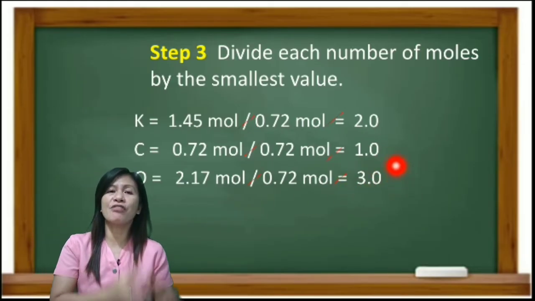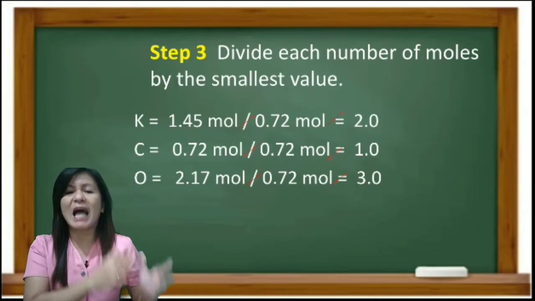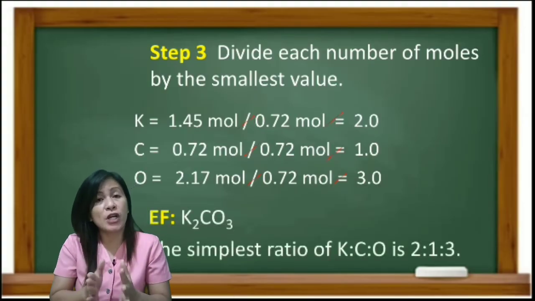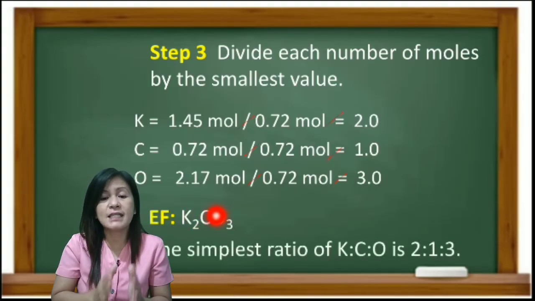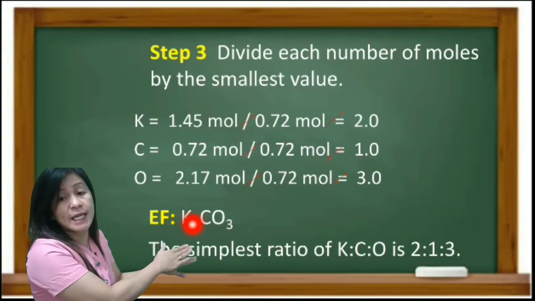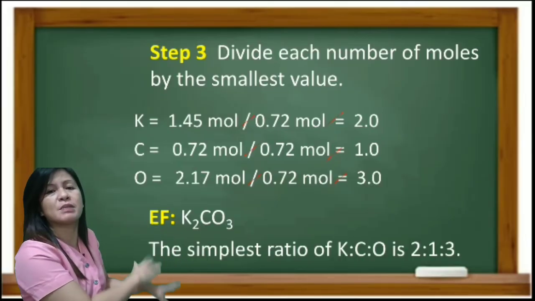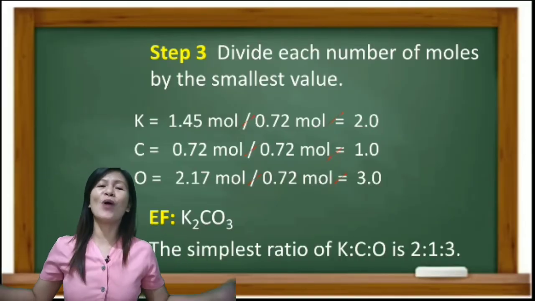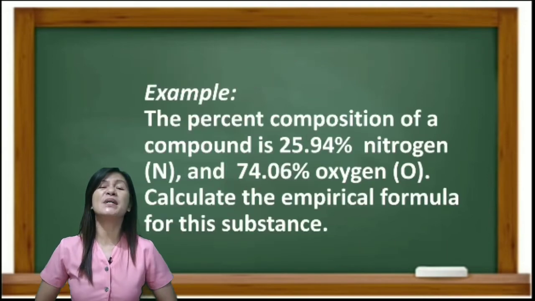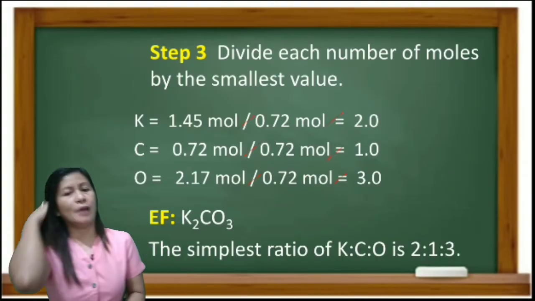So the ratio of the atoms of the elements potassium, carbon, and oxygen is 2:1:3. So the empirical formula is K subscript 2, C subscript 1 (or none, no need to indicate), and O subscript 3. So that's how you determine the empirical formula given the percent composition of the compound. Let's have another example.